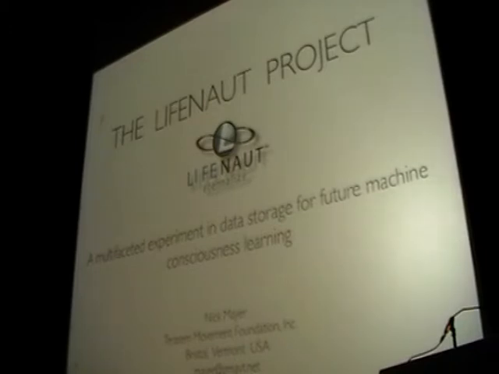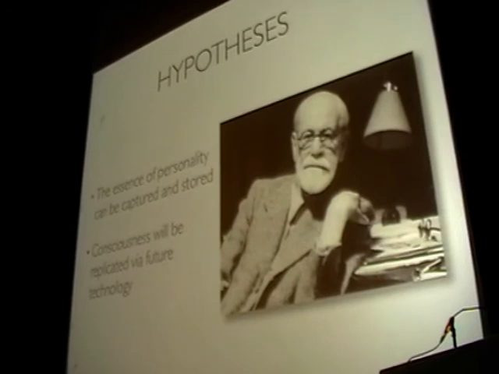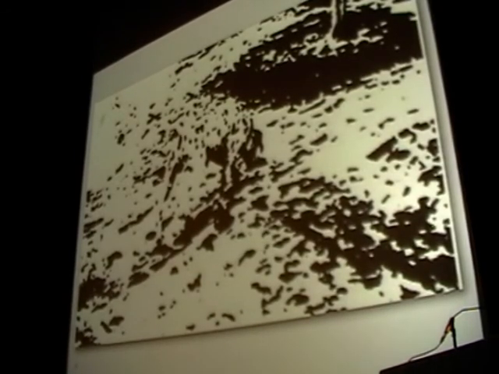What I'm going to present to you today is the what, why, and how of the Lifenaut Project within the context of the long-term session that this is a part of. I'm going to follow the thought sequence that went into its design and implementation, since this is the only talk on machine consciousness here.